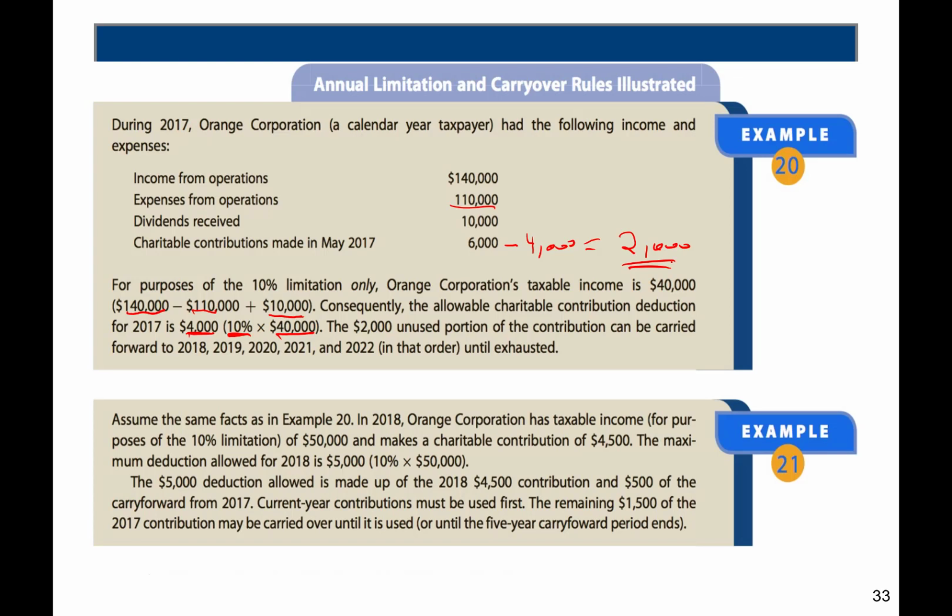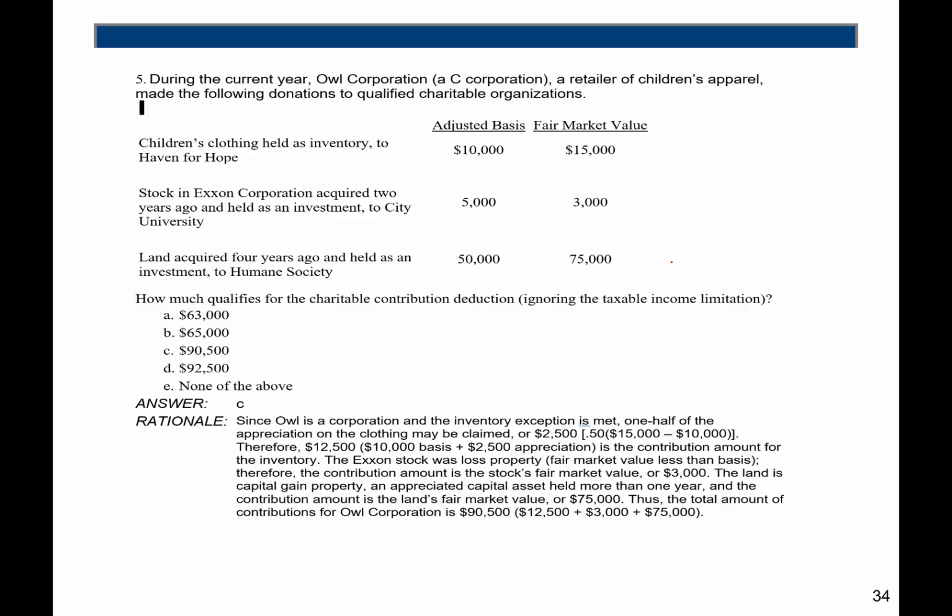Okay, let's go ahead and take a look at a couple of questions here on these subjects and on this charitable contribution thing. And we've got these different amounts. 100,000 of clothing to Haven for Hope. That sounds like one of those qualified organizations, right? Where we're going to be able to take more than the basis. Then you've got stock in Exxon Corporation, held as an investment, to Citi. And this is loss property, isn't it?